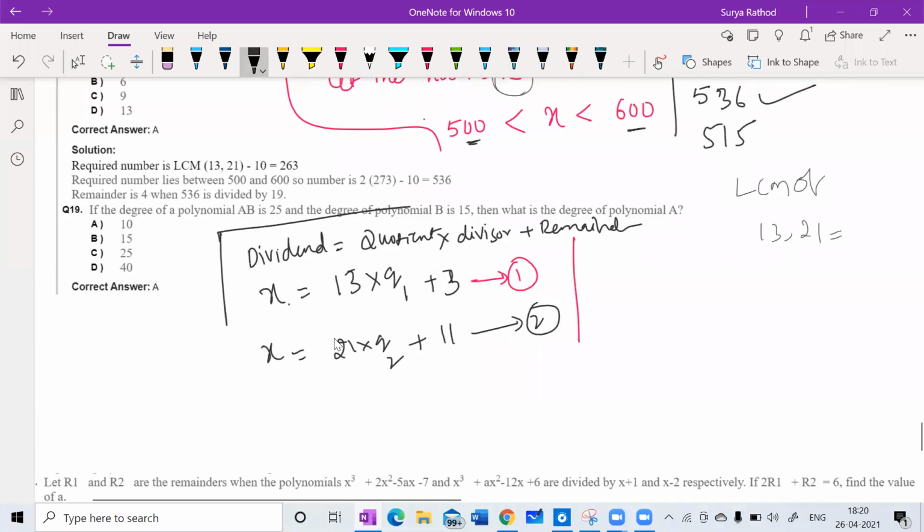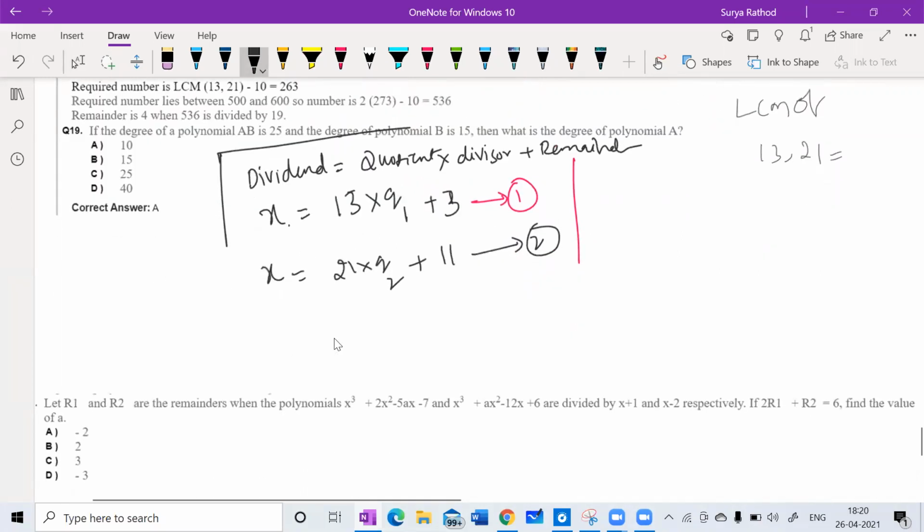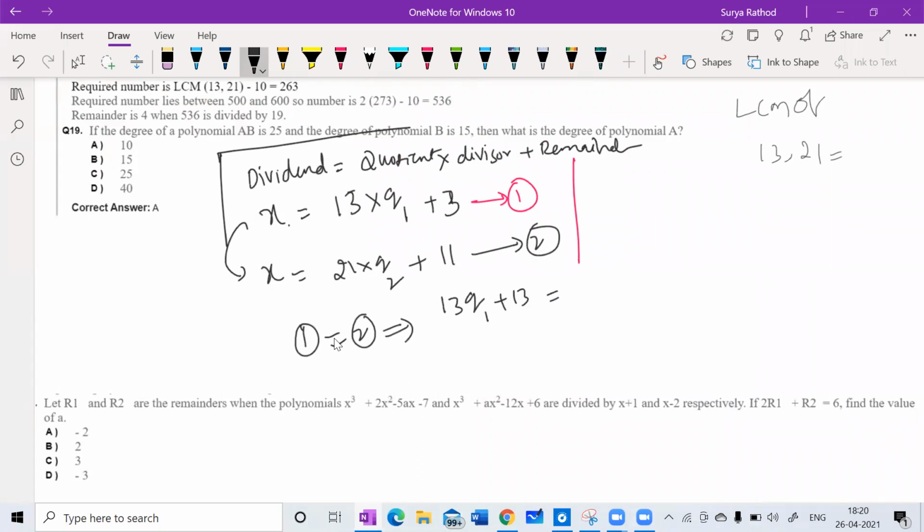Any doubt? No doubt, sir. So now shall I equate this? Why? Because both are equal. Shall I equate 1 is equal to 2? Then what will I get? 13 q1 plus 3 is equal to 21 q2 plus 11. All right. Are you getting my point?